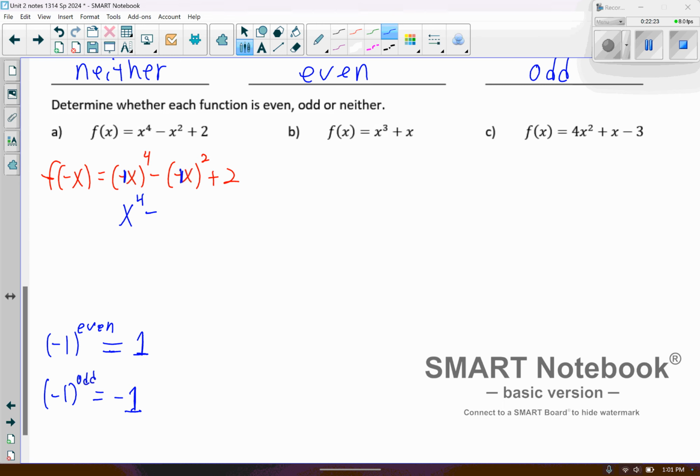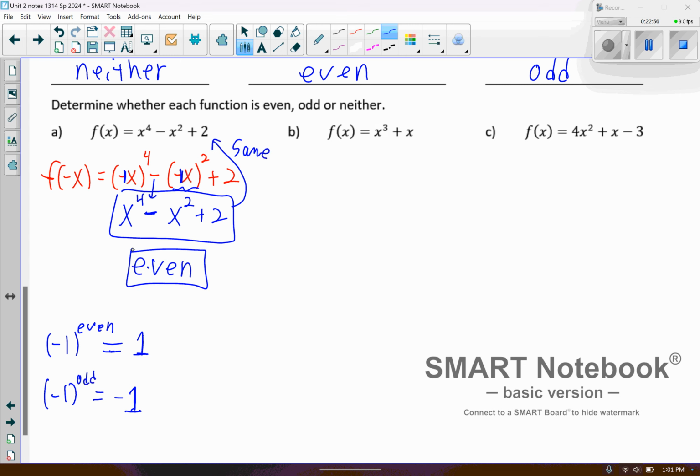Then minus, that's part of what was originally part of the function. When I square the negative 1, that becomes positive, and then I have my x squared. Don't get confused: that minus is coming from right there. Then I'm left with plus 2. If you look at this, it's the exact same as what I have right here. They're the same. So that's going to fall into the even category. So this is going to be an even function.